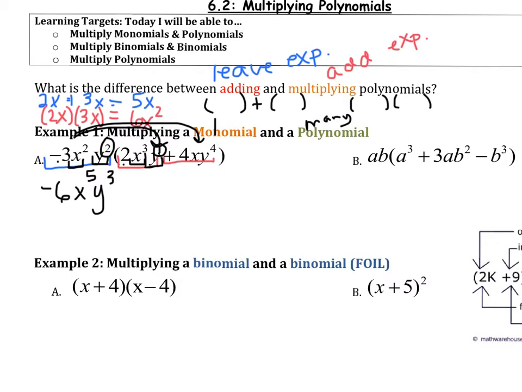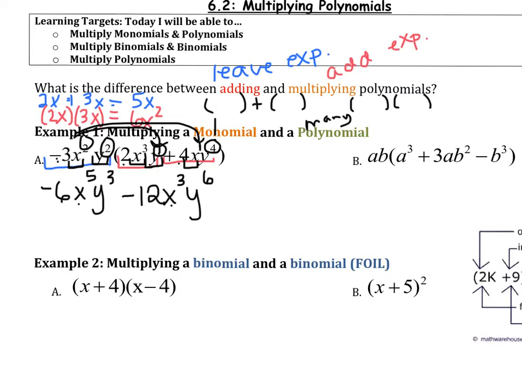Next we'll do the second term. So negative 3 times 4 is negative 12. X squared times this x right here, 2 plus 1 is x to the third. And last we'll add the exponents on the y's. Y squared times y to the fourth is y to the sixth. These are not like terms because the letters have different exponents, and so that's the final answer.